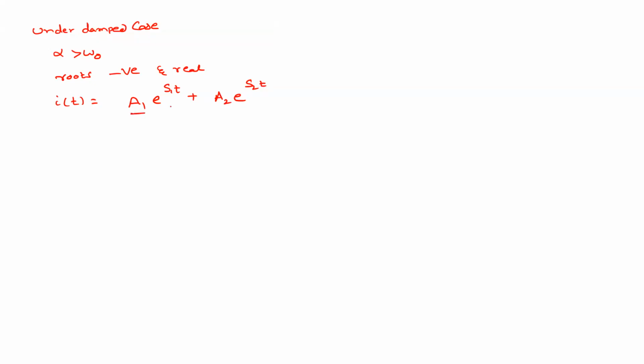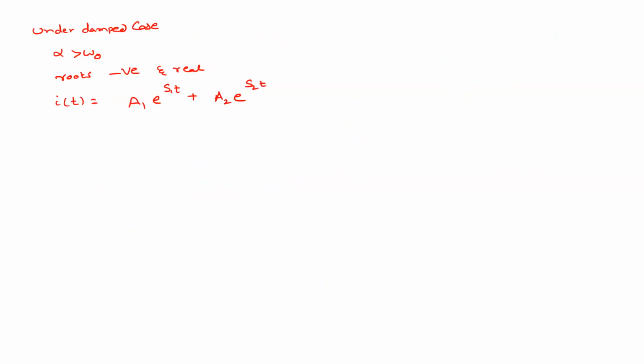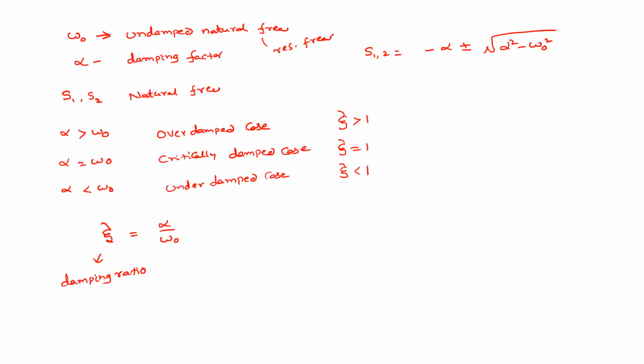So how to find these A1, A2 values? We already said that you require two initial conditions, right? Yes, so for underdamped, alpha is less than omega naught. I think I have written wrong.